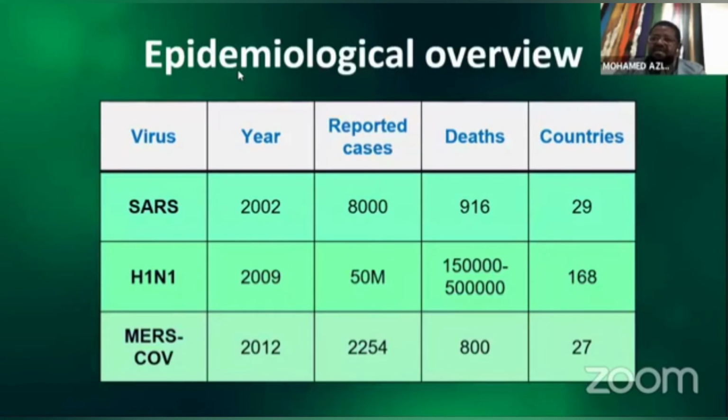SARS started in 2002, affected more than 8,000 people, and led to 916 deaths, and 29 countries reported SARS. H1N1 was in 2009, and it hit North America and China; more than 50 million people were infected with the virus, leading to almost 500,000 deaths, and 168 countries were involved. MERS-CoV was in 2012, affecting 27 countries with around 800 deaths. Next slide, please.